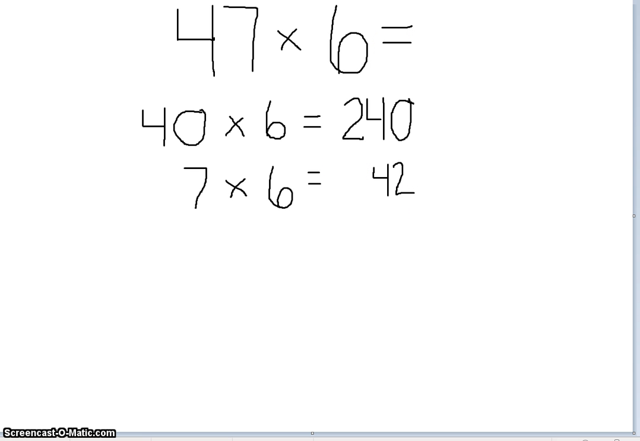The next thing I need to do, since I've broken them apart, is put them back together. 0 plus 2 is 2. 4 plus 4 is 8. 2 plus 0 is 2. From breaking apart and solving two smaller problems and then adding those together, I know that 47 times 6 is 282.